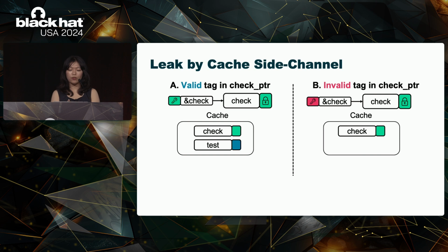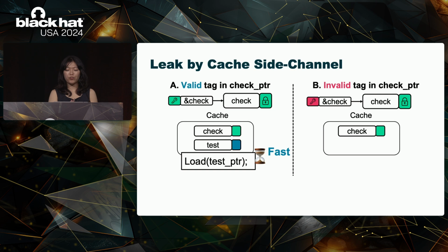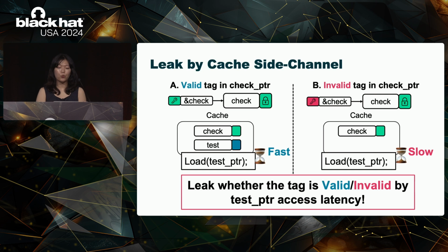So now the cache side channel comes into play. In case A with a valid tag, the cache contains both the tag and test objects. In case B with an invalid tag, the cache will contain only the tag object. Therefore, if we measure the time it takes to access the test object, the time would be fast in case A, but slow in case B. From this difference, we can leak whether the tag in the tag pointer is valid or invalid.